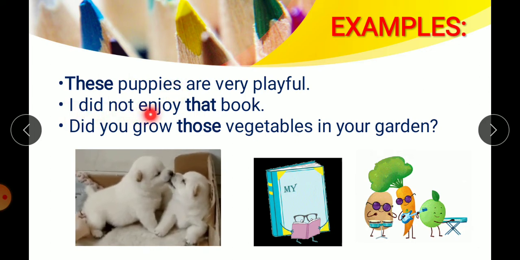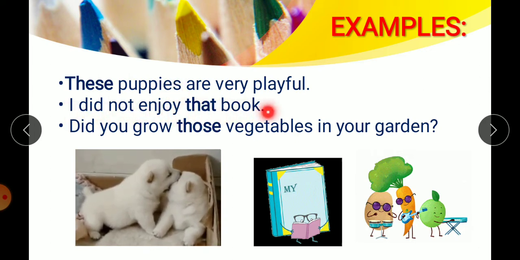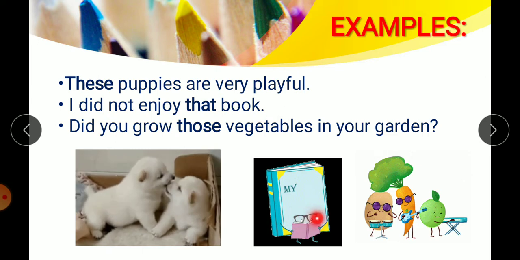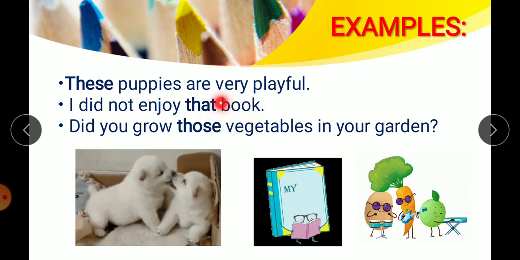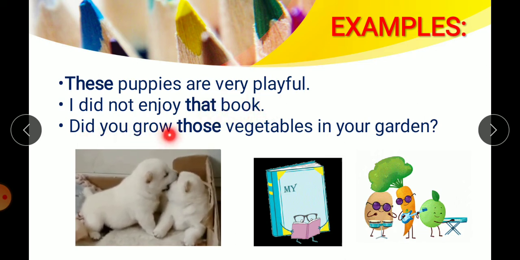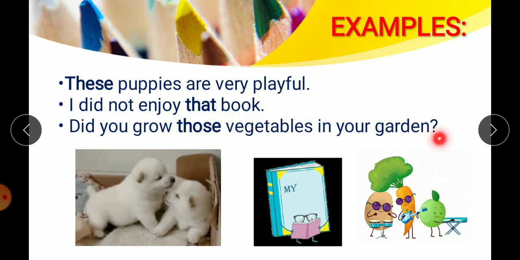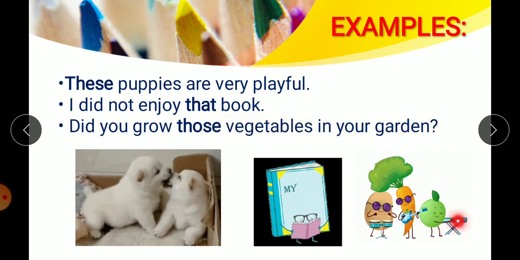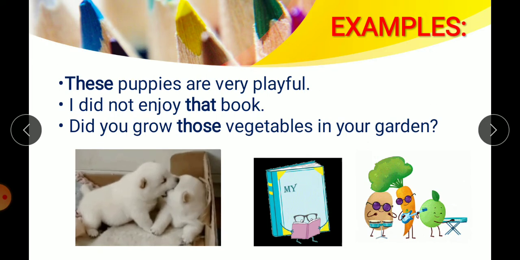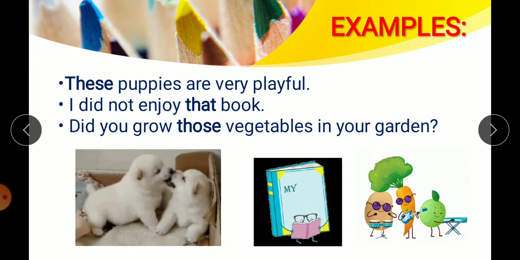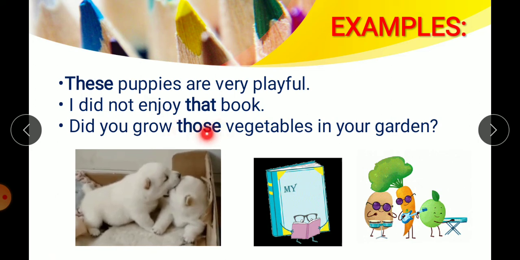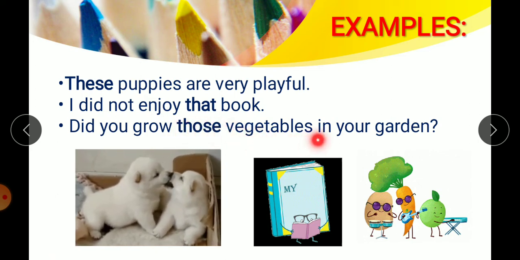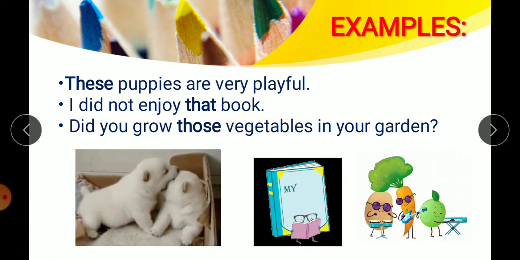I did not enjoy that book. So we are particularly talking about this book. So that book. That is a demonstrative adjective followed by a noun, book. Did you grow those vegetables in your garden? So those vegetables. Now these are the vegetables and we are exactly talking about these vegetables. So we are using the demonstrative adjective those and it is followed by a noun, that is vegetable.